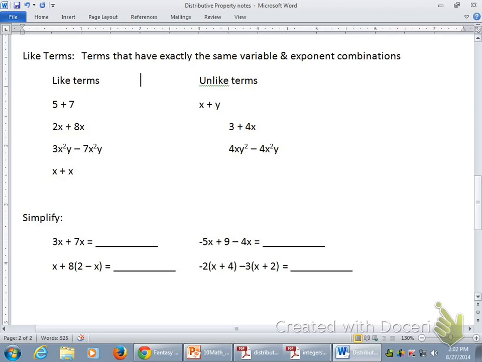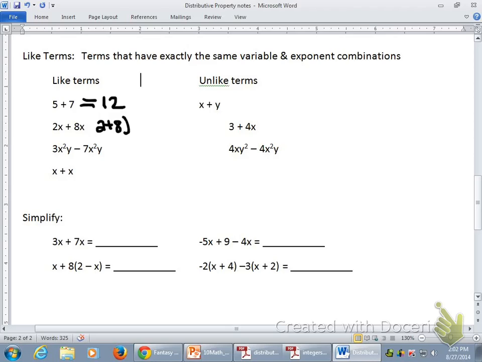So let's go through and let's add some stuff up. What would 5 plus 7 be? 13. How about 12? All right, 5 plus 7 is 12. Does everybody agree with that? You can add 5 plus 7, can't you? You've been doing it for a long time. So you can add like terms. What about 2x plus 8x? 10x. It is 10x.